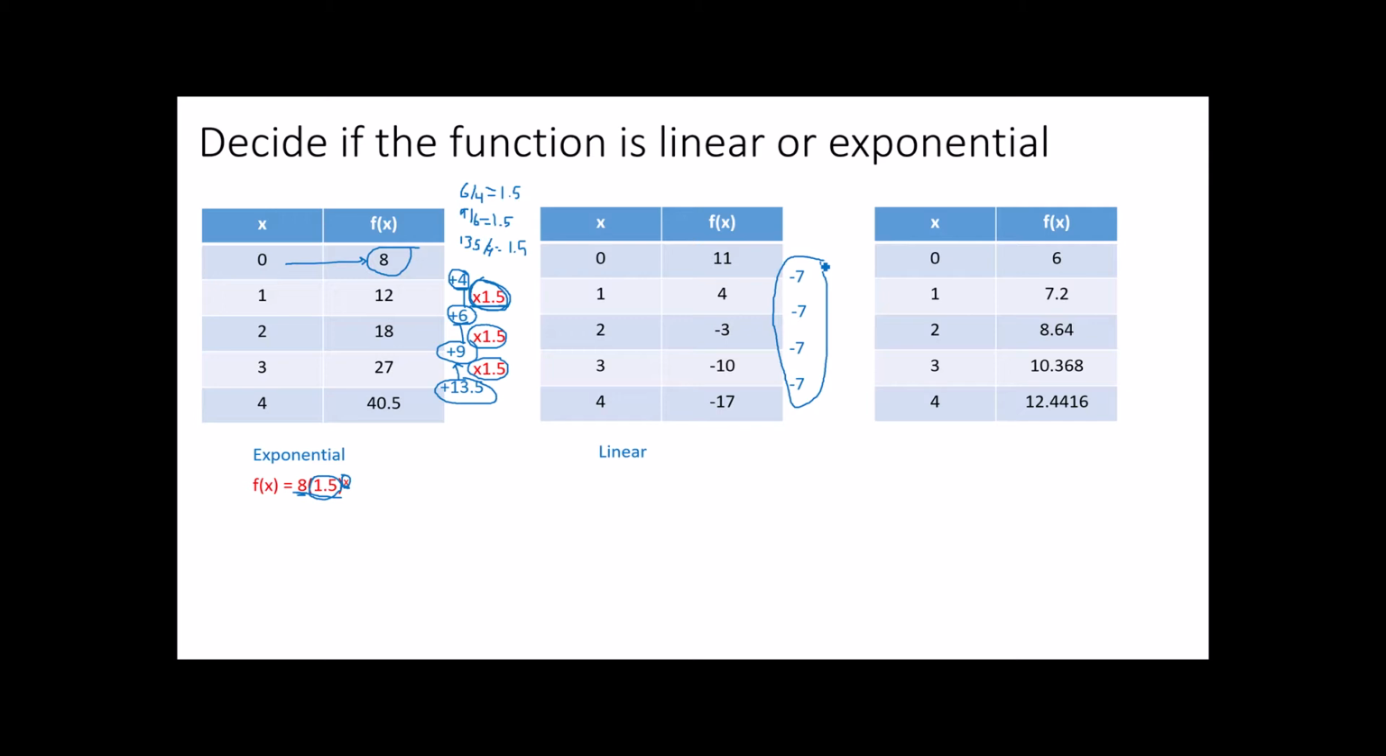That makes it linear. And you should remember from our linear unit that in order to write a linear function, you need a starting point, this is b, and you need a constant rate of change, which is m. In slope-intercept form, y equals mx plus b.